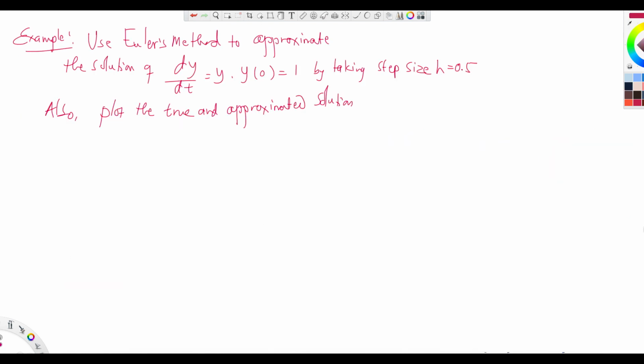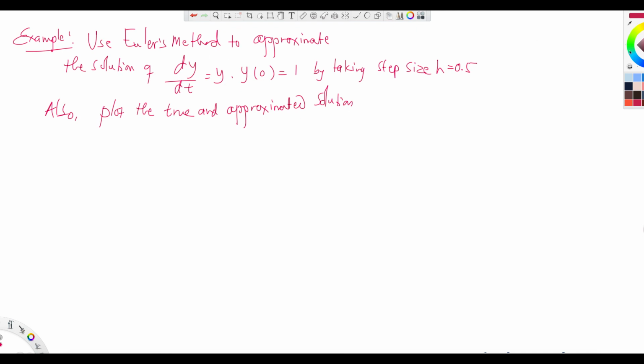Let us see this example. Use Euler's method to approximate the solution of dy over dt equals y with the initial condition y0 equals 1, by taking the step size h equals 0.5. This is given. Also plot the true and approximated solution.